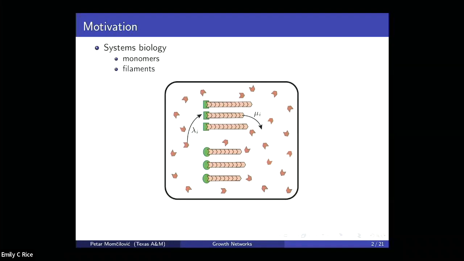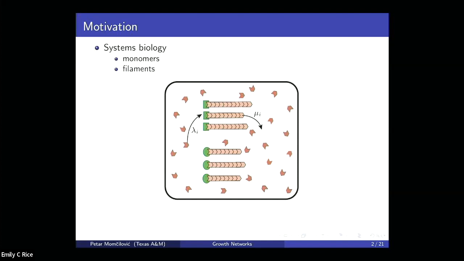This is the growth network here, but also monomers detach from a filament, and that happens with some rate mu. In this example, I have 6 filaments, and I try to make these circles and these squares to denote that these are different types of filaments. All the filaments are not uniform. There are different types of filaments. But this is the process: there is constant attachment and constant detachment.